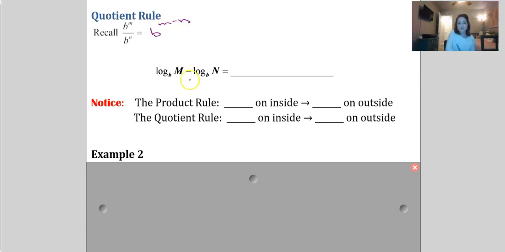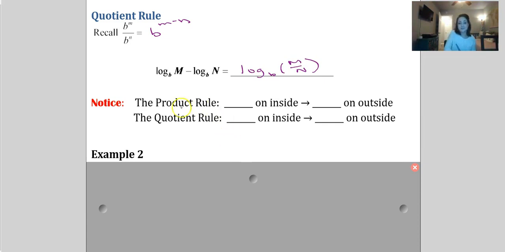So the opposite's true for logs. If I subtract on the outside, I can bring these into 1 log by dividing on the inside. So I'll force a pause on the screen. Can you go ahead and copy that?